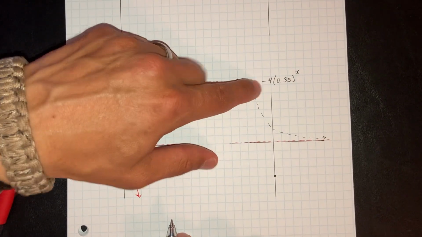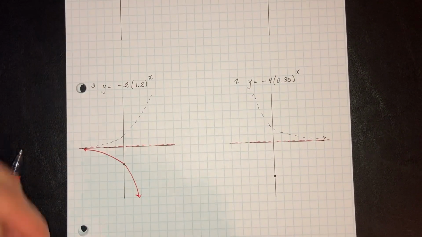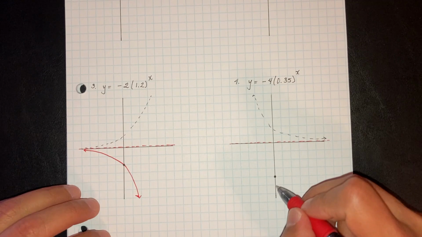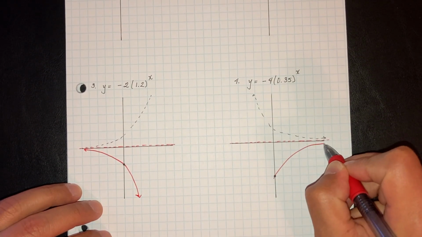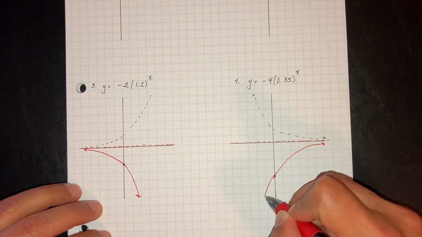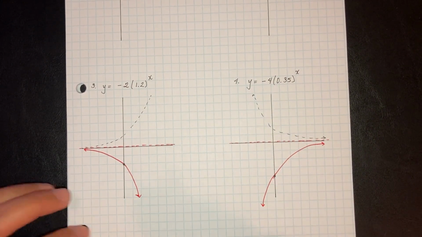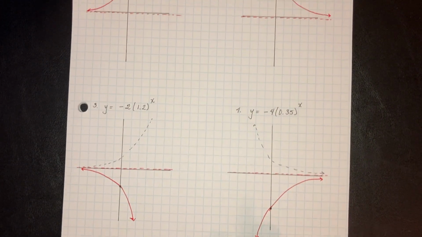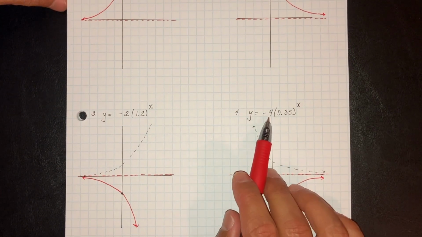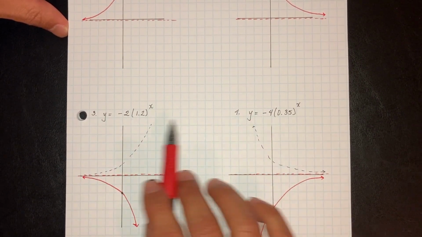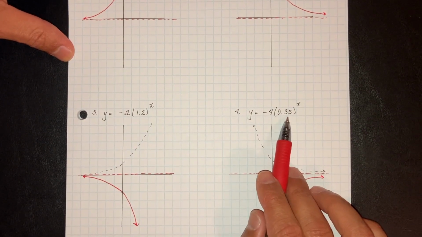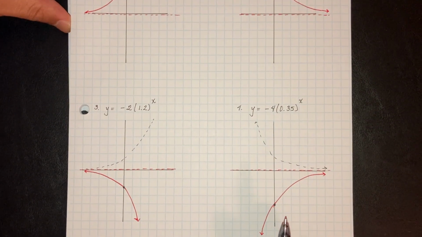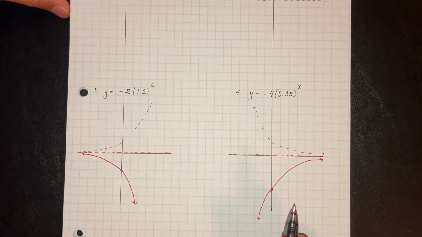But because of this negative, you're going to flip it downward. So this guy is actually going to look like this, right? And then like that. All right, guys. So it's important to understand, this guy here, this is my starting point. Okay, understand this guy, if it's bigger than 1, it's growth. This guy is between 0 and 1, it's decay. And that hopefully gives you an idea of how to graph these.